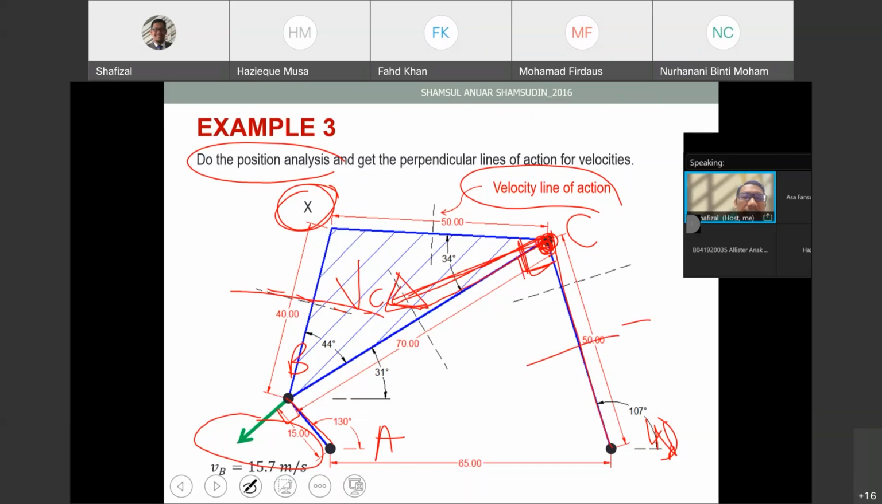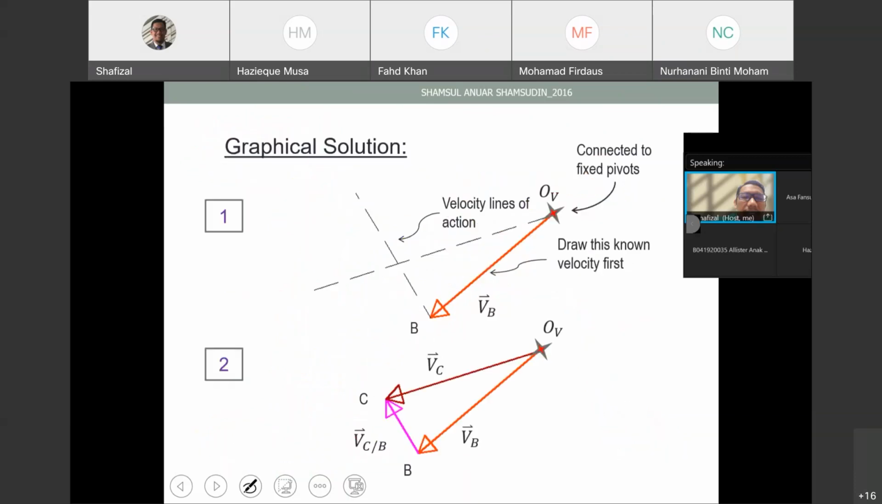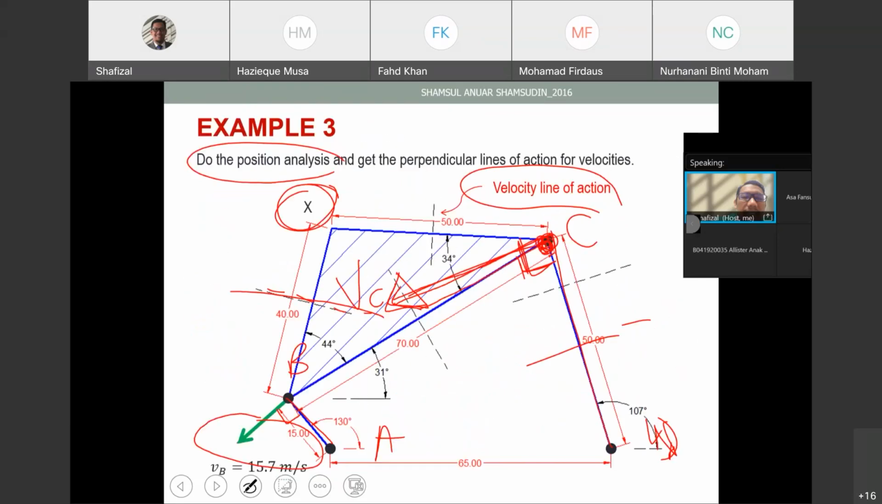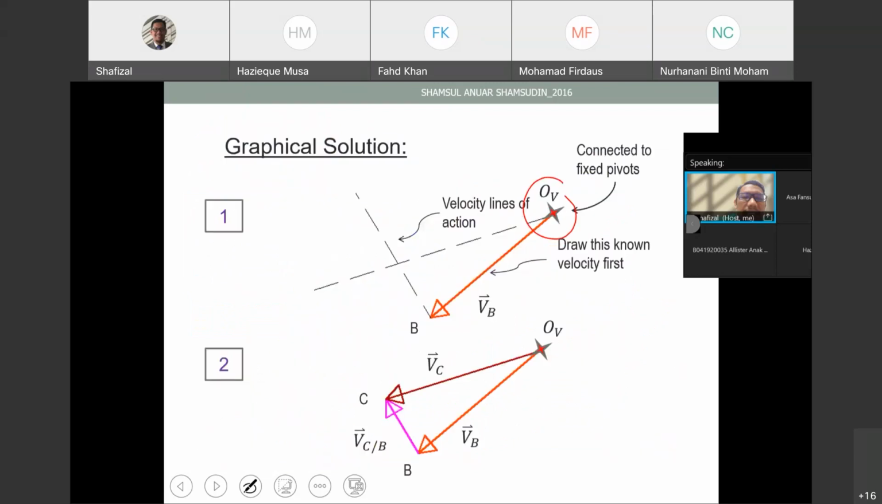So now we can draw. Okay, for this case, you can see this. Let's say this is the origin. The origin is the one connected to the pivot point, pivoted here. So we put it here. We draw it here, roughly like this.